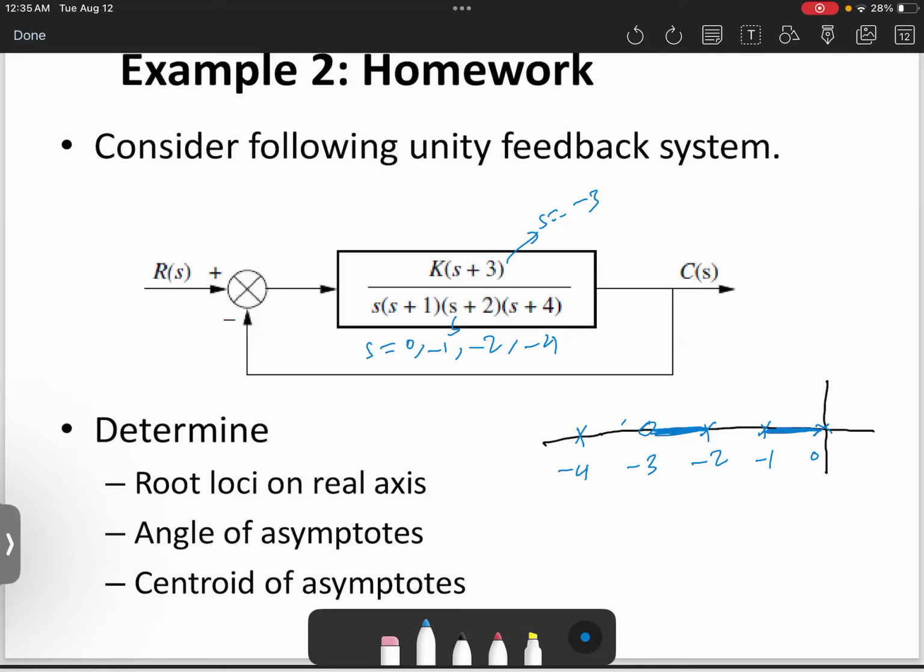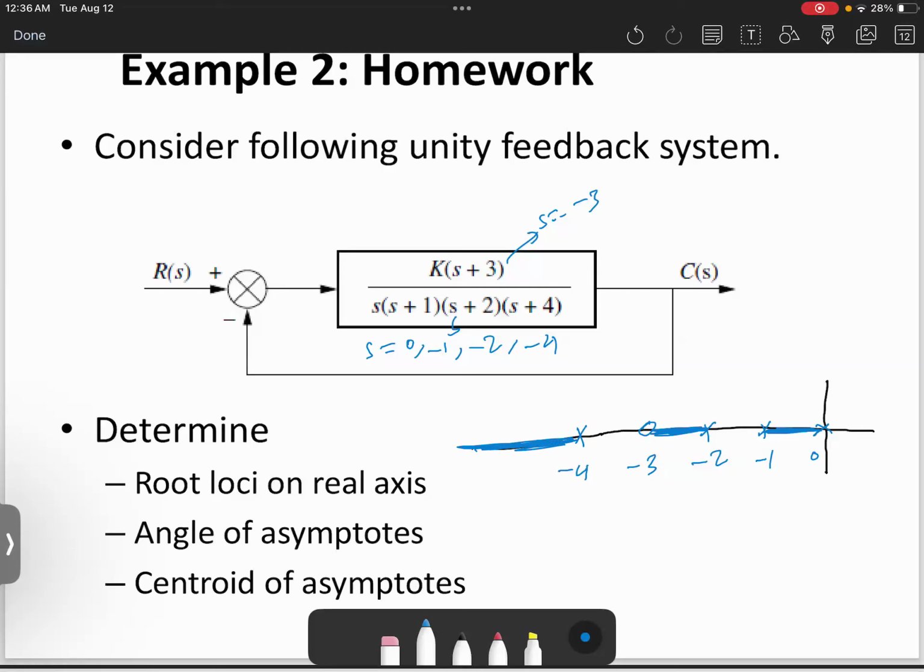Once we reach -4, you can see we have 1, 2, 3, 4, 5 poles and zeros. This number 5 is an odd number. Therefore, we can say the region after -4 is a segment. By looking at it, these segments are the only places for the poles to move on the real axis.